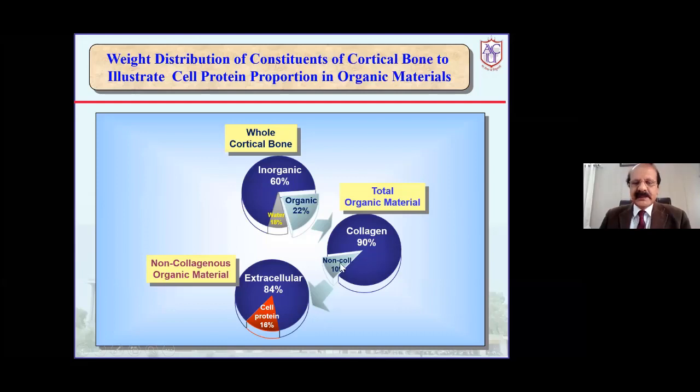And further, if you expand this 10% non-collagen material, you have about 84% extracellular material and about 16% cell protein present in the cortical bone. So this is how the various components are distributed in the whole cortical bone.